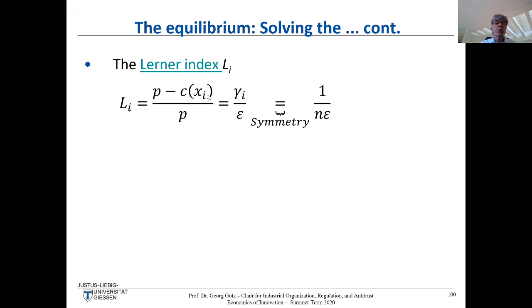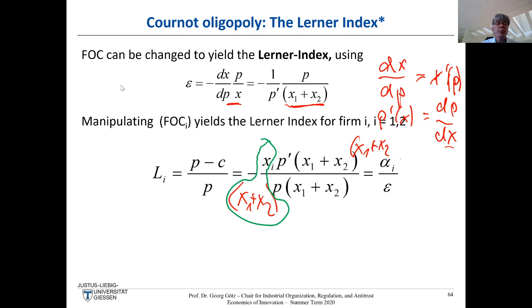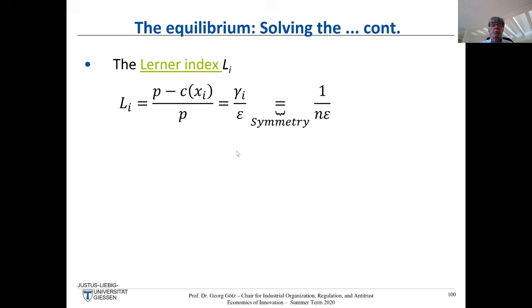Next, we have to solve for the optimal output. Therefore, we use the Lerner index, and we can go back here. This is the Lerner index we derived some hours ago. And you see the alpha is nothing else than the market share. Here we have n symmetric firms, so the market share of each firm is just 1 over n, and that's how we obtain our result here.